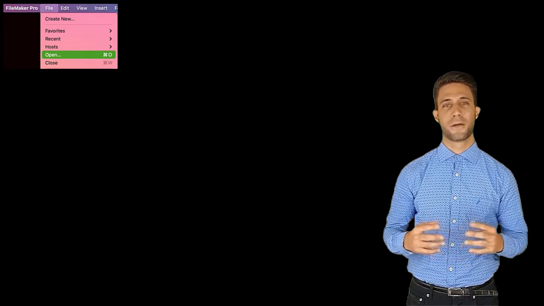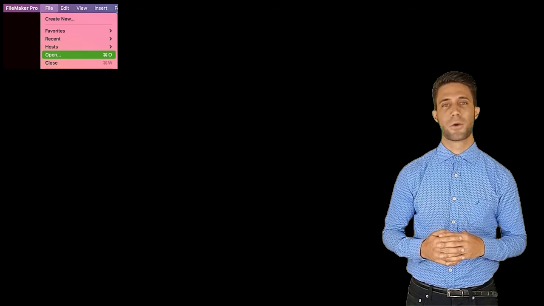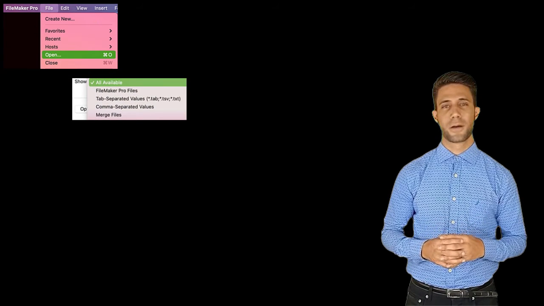Choose Open. In the window where the file to be converted is, change the selector at the bottom to All Available and then double-click on the Excel file.